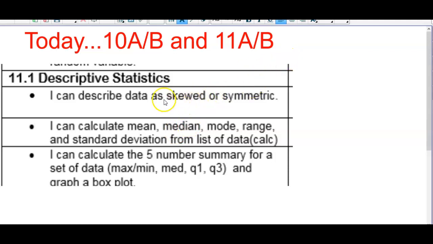All right, we're going to do section 11.1, and the learning targets are really important today because you need to be able to describe data as skewed left or skewed right, and whether it is symmetric. You need to be able to find the mean, median, mode, range, and standard deviation of a set of data, and calculate the 5-number summary and graph a box plot. Some of what we do is not necessarily stuff that you're going to be assessed on, so I am going to go kind of fast through some of these.